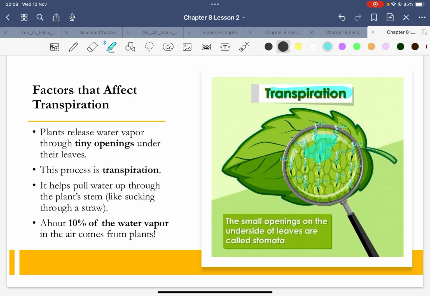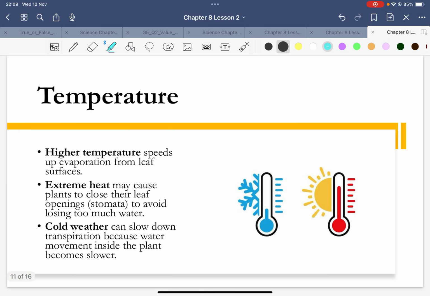All right, so this is transpiration, as I told you. There's a tiny opening here, as you can see, that releases the water. With enough heat, it becomes vapor. So that's the process of transpiration. About 10% of water vapor in the air comes from plants. Keep that in mind. All right, so temperature. When you have high temperature, the evaporation speed of the leaf increases, right? Extreme heat causes plants to close their leaf openings to avoid losing too much water. So when it's cool, transpiration slows down.